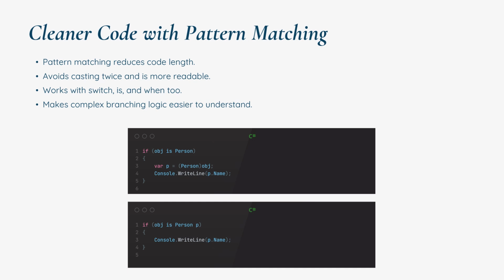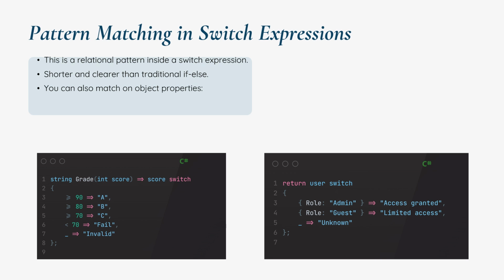Okay, one of the biggest benefits of pattern matching is that it leads to cleaner and more maintainable code. Here we are checking the type and then doing a cast. So much repetition, and what if someone forgets the cast? You get a runtime error.